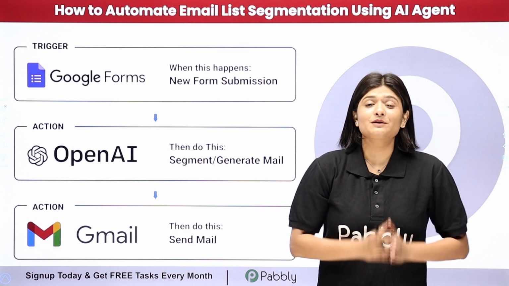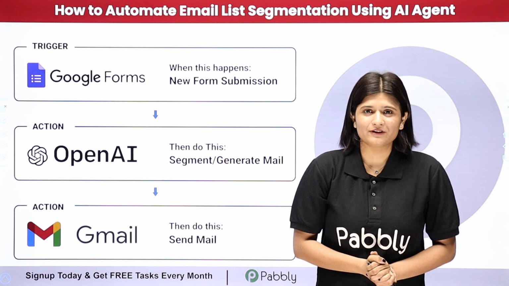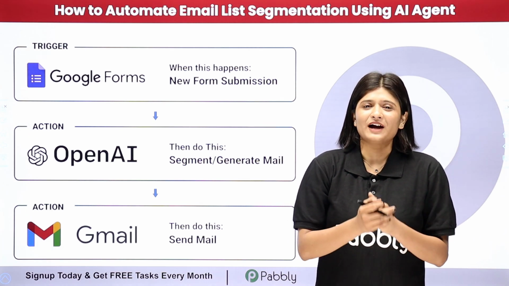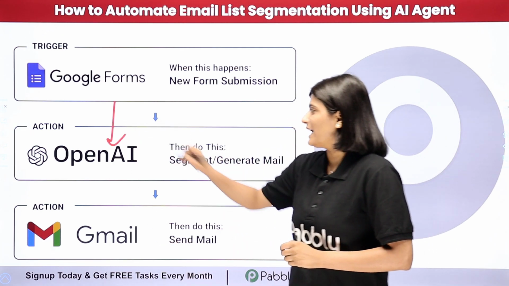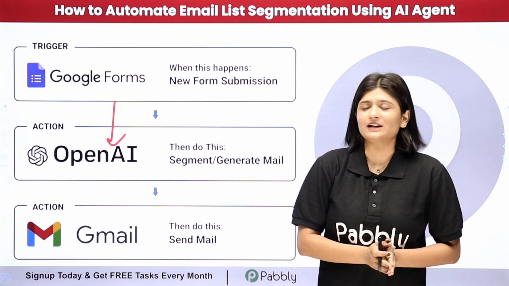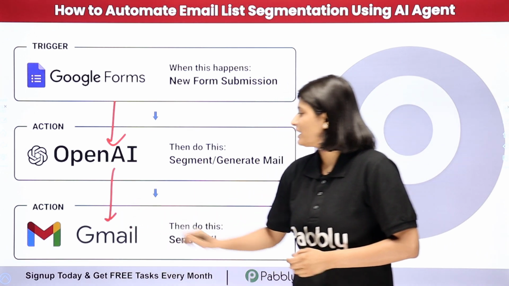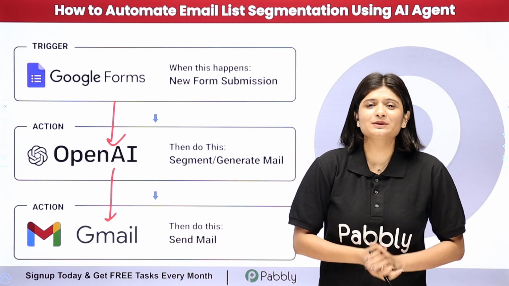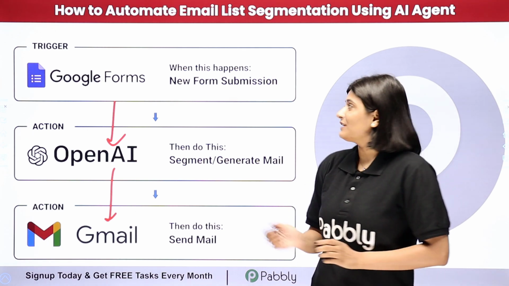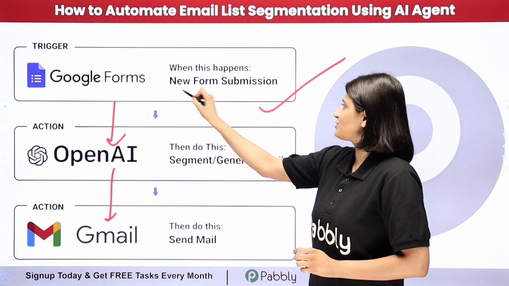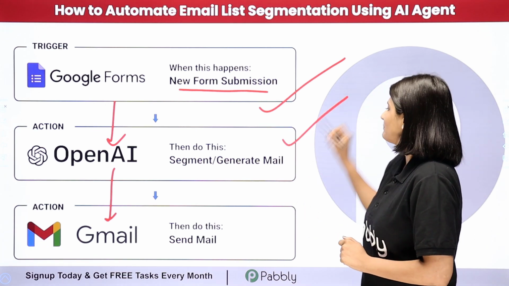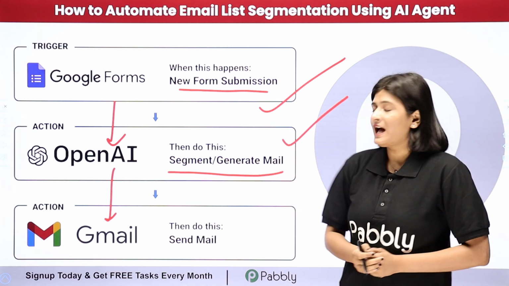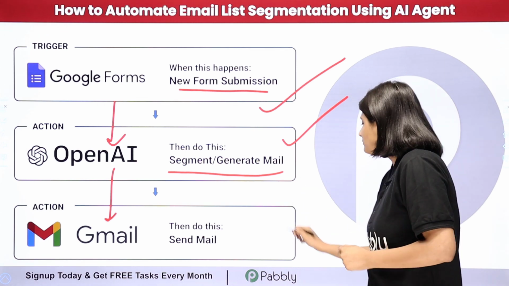So Pabbly Connect is an amazing automation and integration software which requires no coding or programming skills. Here I just need to build connection between Google Forms, OpenAI, where I am going to use OpenAI as my AI agent, and then Gmail. With the help of Pabbly Connect, I am going to build this connection in such a way that whenever I receive a new form submission by the customer, this will be automatically segmented and the mail will be automatically generated, and then I am going to send this mail with the help of Gmail.